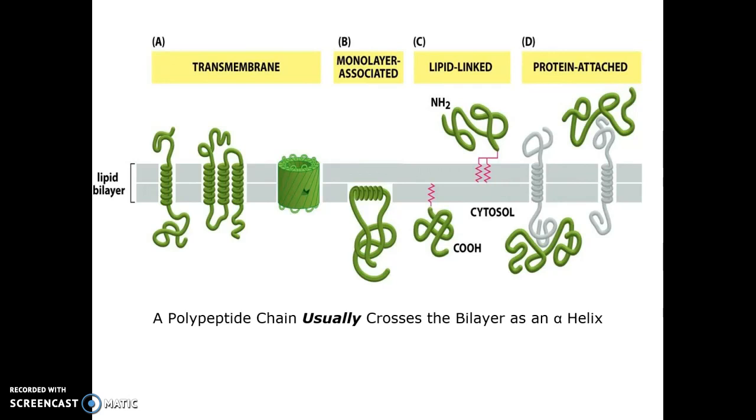So all of these glycosylations, myristylations, GPI anchors, all of these post-translational modifications can cause the protein to be associated with the membrane. And they don't have to completely cross the membrane. You could just be associated with one leaflet of the membrane.